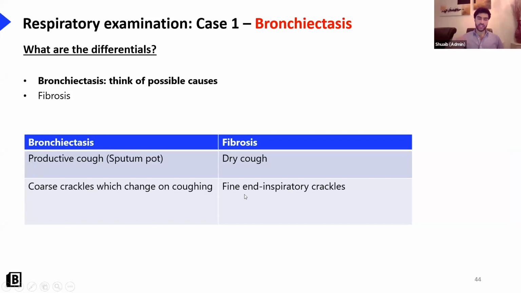So when you're presenting this back to the examiner and you're giving your differentials, you can say, I suspect bronchiectasis is the most common cause here. A less likely cause would be pulmonary fibrosis. However, this is less likely as this typically presents with a dry cough and fine end-inspiratory crackles. So in summary, my most likely diagnosis here is bronchiectasis. It's always good to talk the examiner through your reasoning and your thinking.